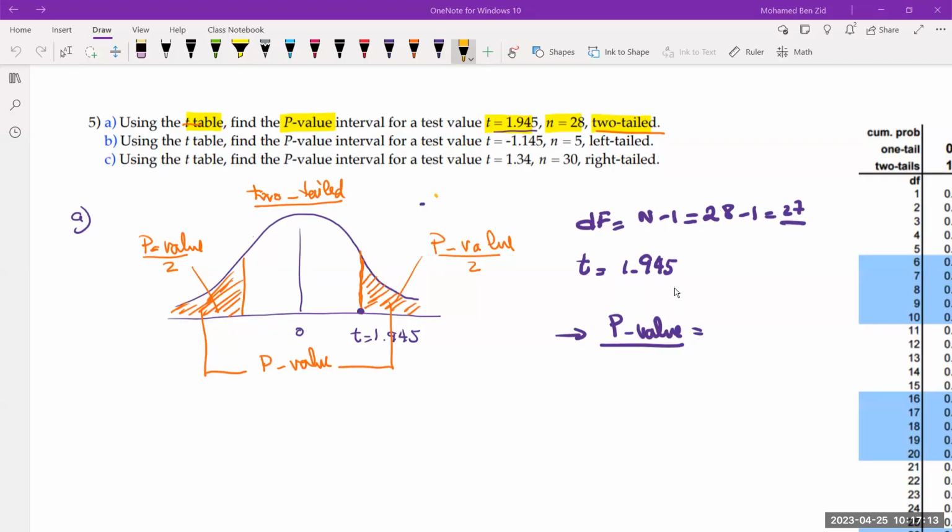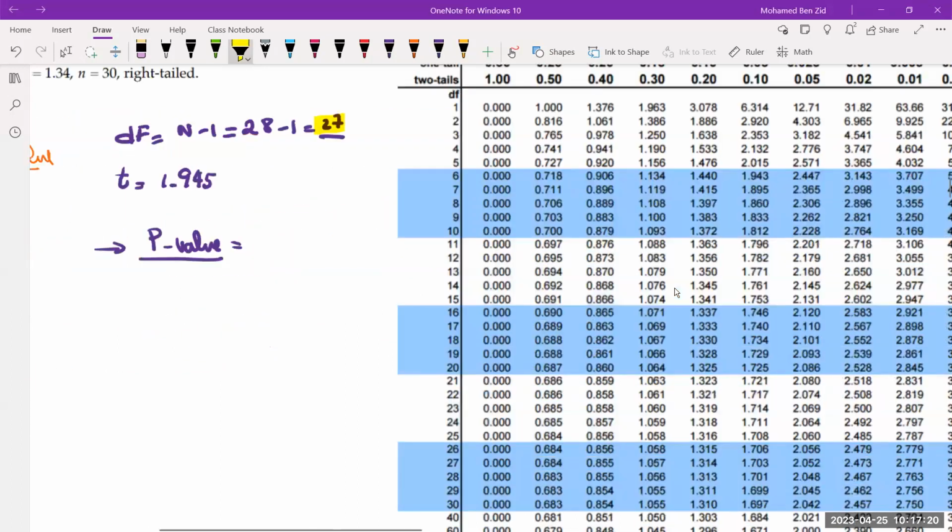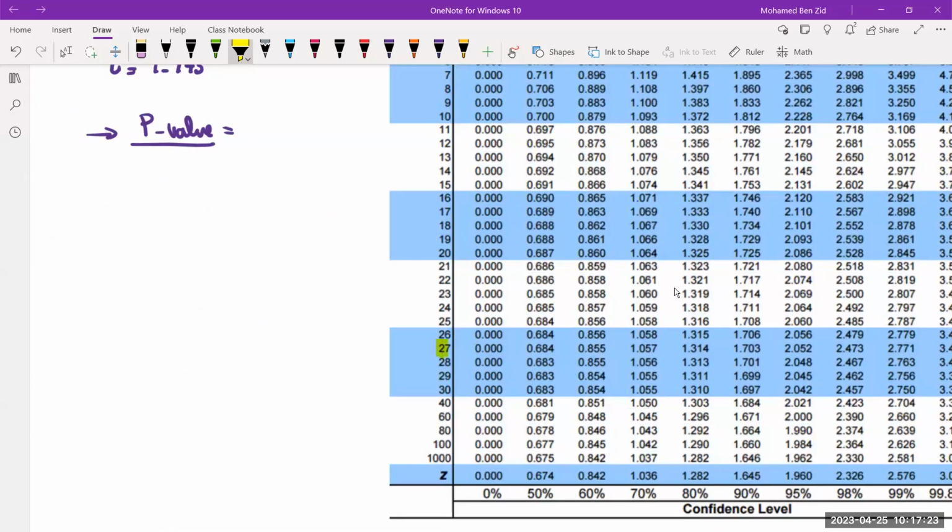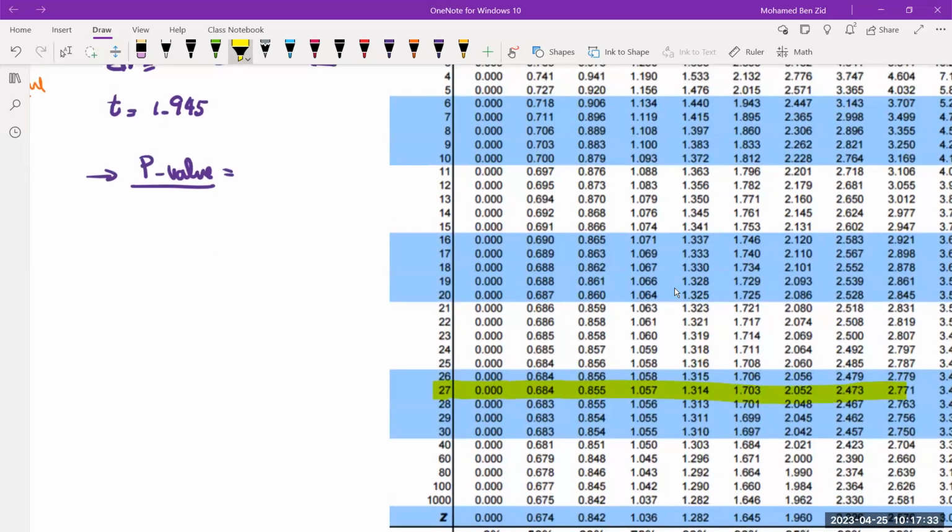Okay, so what we're going to do, we're going to go to degree 27 first. Degree 27 is right here, and I'm going to follow this line until I find what interval this value 1.945 belongs to. So you see here 1.945, you're going to be somewhere here, right?